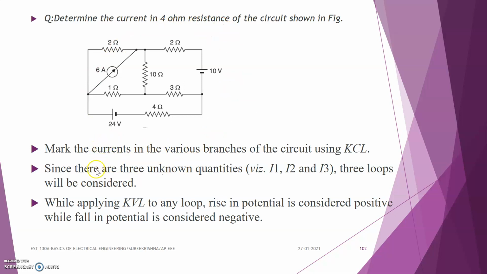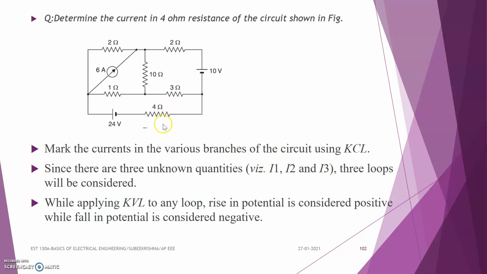So first of all, we have to mark the currents which are flowing through the various branches of the circuit by using the KCL, Kirchhoff's current law. By using the KCL, we have to mark the currents which are flowing through the circuit at various branches. Since there are 3 unknown quantities, here we are marking the currents flowing through the circuit as: the first one is I1, the second quantity is I2, and the third quantity is I3.